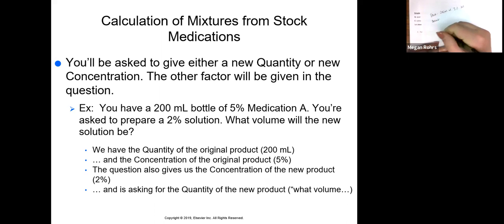So I'm going to put that as my desired. We want a 2% solution. And we don't know the volume. It says, what volume will the new solution be? Okay, so we're looking for the volume. Remember, the metric unit of volume that we use is milliliters. Okay, so I'll show you what I wrote down here. In stock, we have 200 mils of a 5% solution. We're wanting to make a 2% solution, but we don't know how many mils that will be. That is what we are solving for.